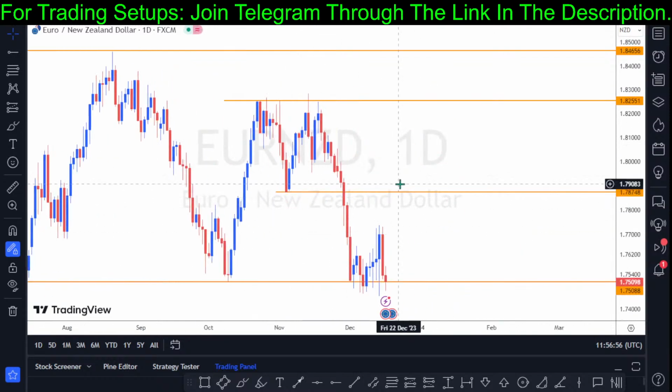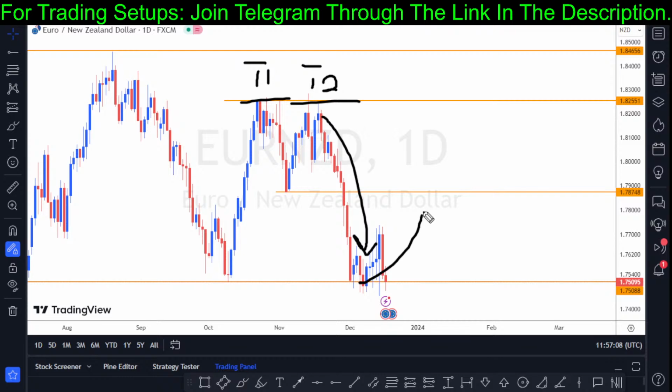I'm going to be looking out for a retracement of the rally from this structural formation of this double top. We have a T1 right here. We got a T2 right here. We got a flow of bearish momentum. I want to see a pullback right here before I look out for a continuation of the downtrend.